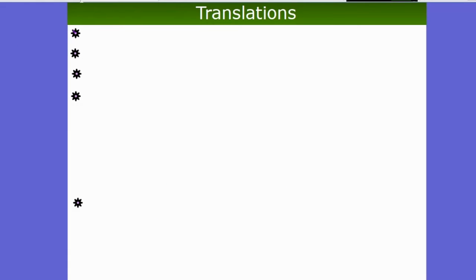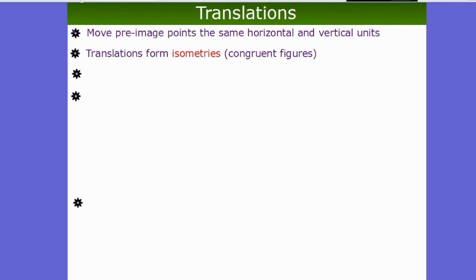Let's talk with a little more detail about translations. Translations, once again, they're going to take the pre-image points of some image on the plane, and it's going to take each of those points and move them the same horizontal and vertical units. So same way left or right, same way up or down. They form what are called isometries, and I'm not even sure I'm pronouncing that right, but all that means is the pre-image and the image, the thing you come up with, will be congruent to each other, so they're going to look the same. The rules describing horizontal and vertical changes are used to help you make translations.